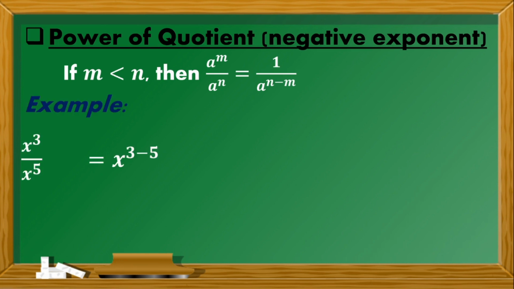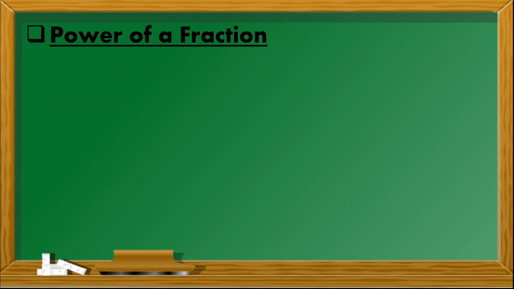So, example, x raised to 3 over x raised to 5. Mapapansin natin na mas maliit yung exponent sa taas. So, ganun pa rin yung gagawin, ima-minus natin, pero magkakaroon siya ng negative. So, magiging sagot dito is x raised to 3 minus 5 equals x raised to negative 2. Diba, yung una nating ginawa is mina-minus natin si m minus n. Pero, papaano mawawala si negative 2? Kunin lang natin yung reciprocal niya or i-reciprocate lang natin siya. Kaya magiging siyang 1 over x raised to 2. And yun na yung sagot natin. Naging positive na si 2.